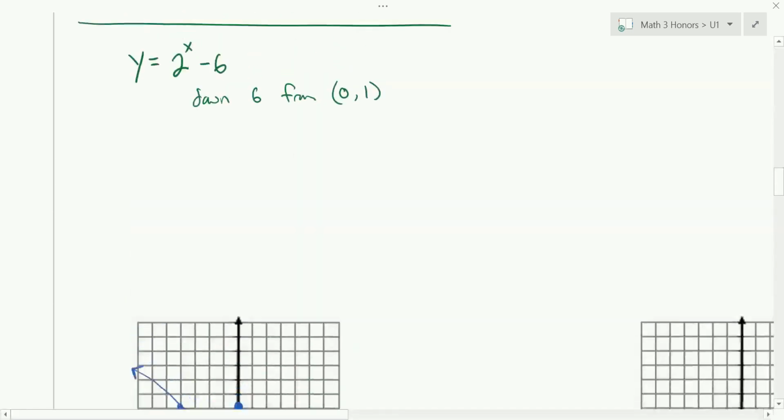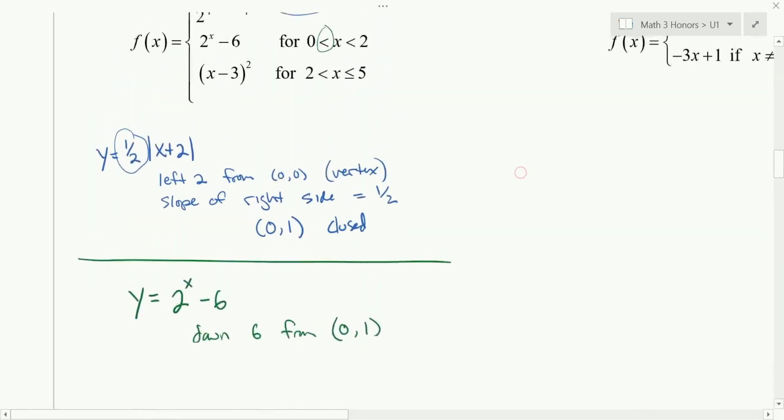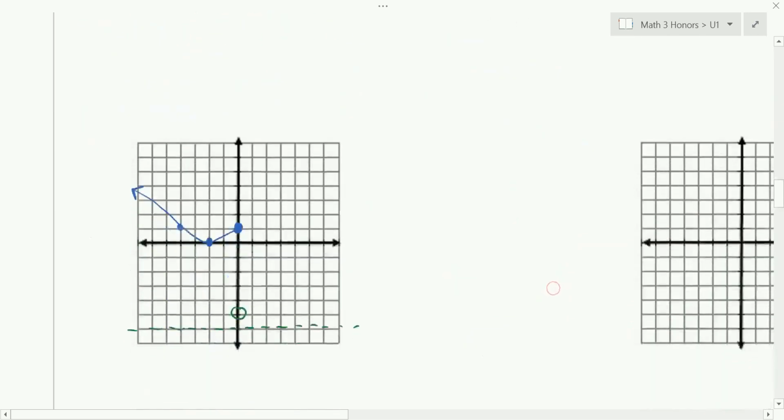And I need another point, but I'm going to use 2 because that's my second endpoint. So I'm going to plug in 2 to see what I get. So if x is 2, then y is going to be 2 to the second minus 6, which is negative 2. So 2, negative 2, open or closed? Open, because again, that symbol is just a less than sign, no equal sign. So at 2, negative 2, I'm going to put an open circle. And it's an exponential growth, so it's this kind of a curve similar to what you see with a parabola. Okay. And that's the second piece. Done with that one. On to the third piece.